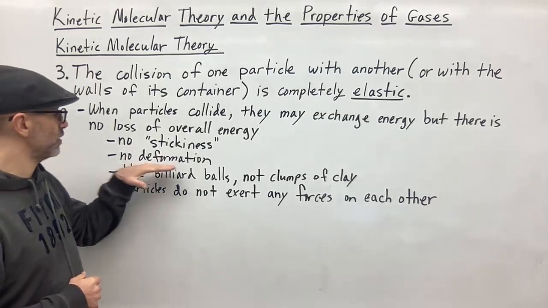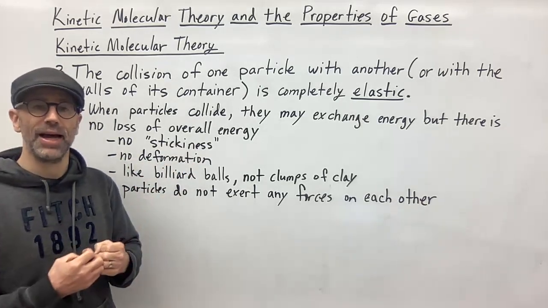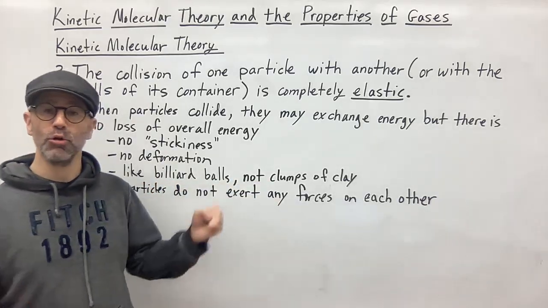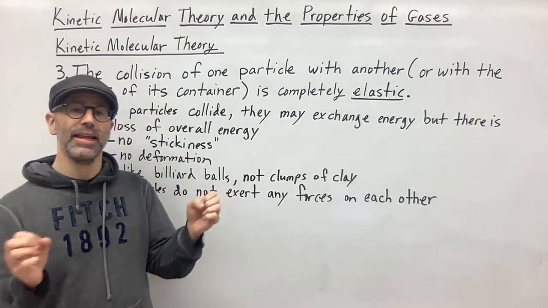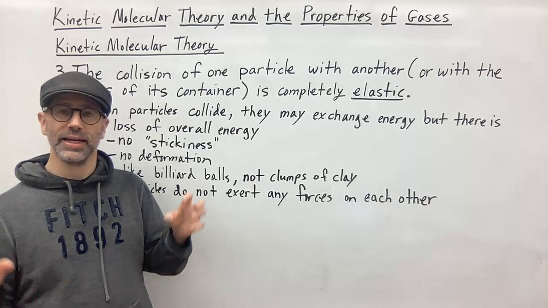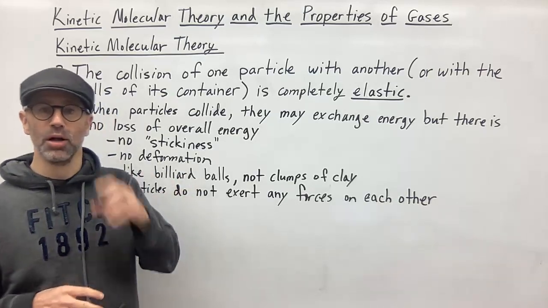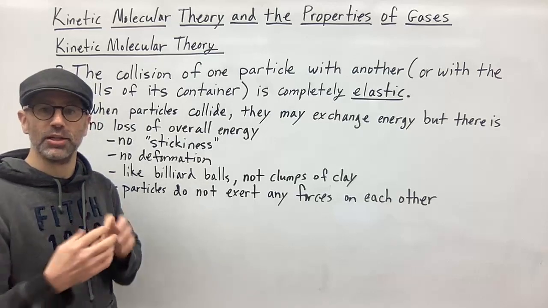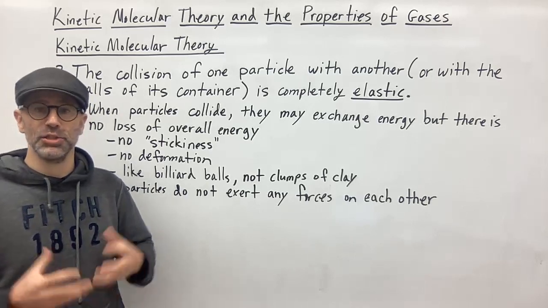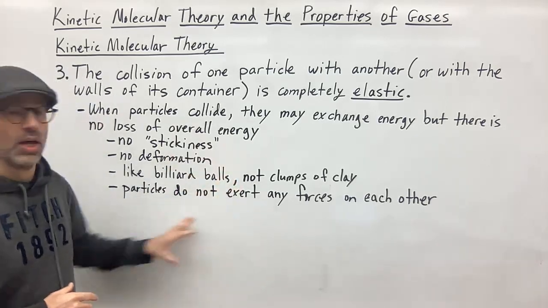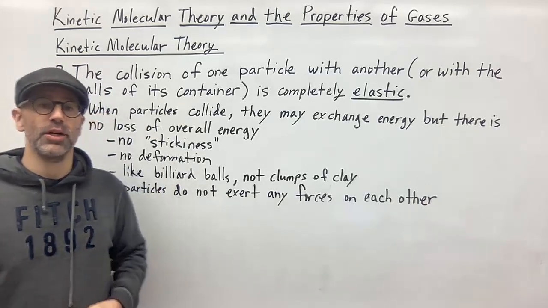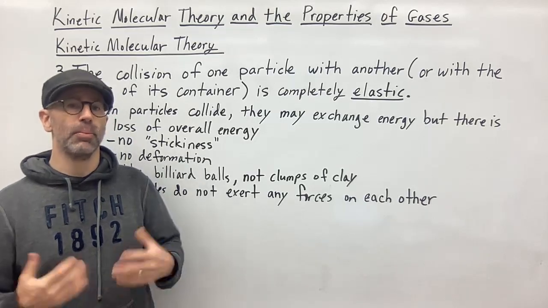And also, there's no deformation of the particles when they collide. So basically, they're like billiard balls and not lumps of clay. You throw two lumps of clay together, they'll collide and they'll stick together. They'll deform, right? They'll flatten. But for billiard balls, they collide. The 8 ball collides with the cue ball, and they just bounce off of each other and don't stick together, right? So that's what we mean by collisions being elastic. So we're assuming all of this with regard to the particles of a gas. And next we're going to talk about how this relates to the properties of each gas.